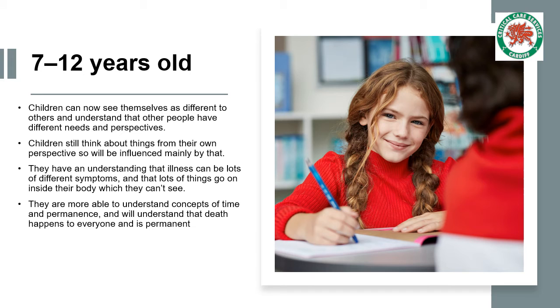With this age range, children can now see themselves as different to others and understand that other people have different needs and perspectives. Children still think about things from their own perspective and so will be influenced mainly by that. But they have an understanding that illness can be lots of different symptoms and that lots of things can go on inside their body which they can't see. They're also starting to develop that understanding of time and concepts of time and permanence, and will understand that death happens to everyone and that it is permanent.